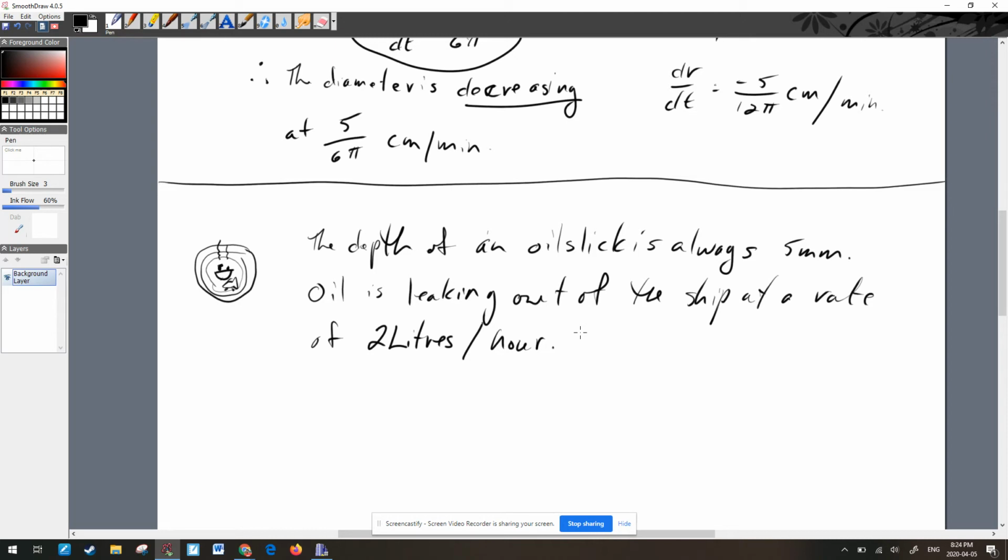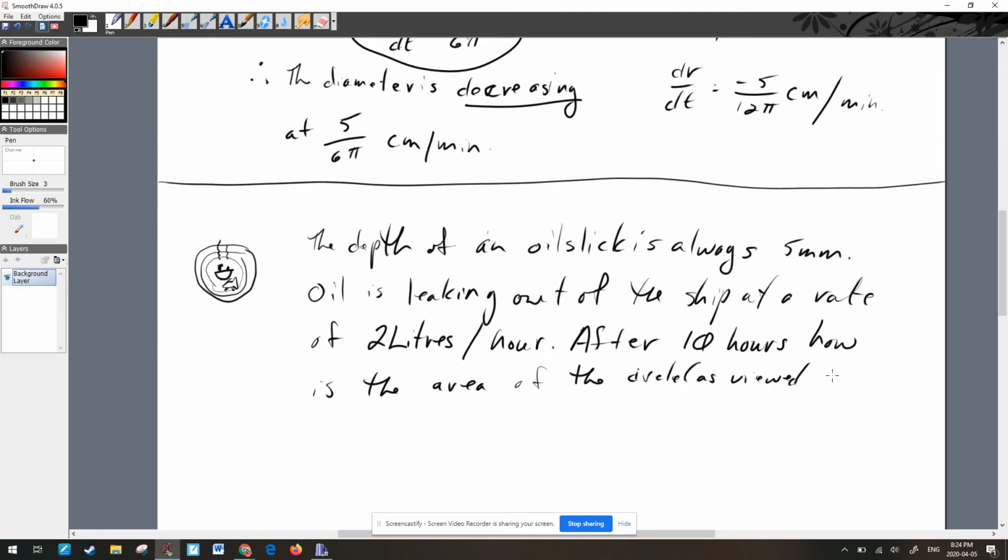Let's kick up the difficulty of this one a little bit. How about after 10 hours, how is the area of the circle as viewed from above changing?